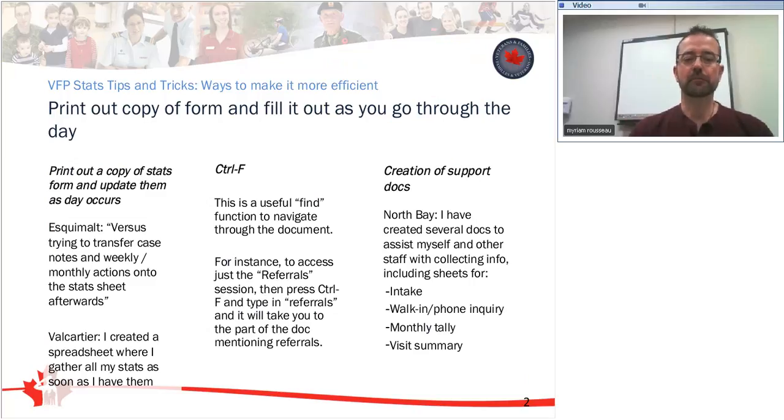One of the key items that came up from a number of you, the Veteran Family Coordinators, was that printing out a copy of the form or having your own type of form and filling it out as you go through the day is a lot more effective than waiting until the end of the month. Below that I've got an explanation of some of the key tips that came from you. The first one is just print out a copy of the stats form and update it as the day occurs. Esquimalt mentioned that this is way more effective versus trying to transfer case notes and weekly, monthly actions onto the stat sheet afterwards. And Valcartier also mentioned, I created a spreadsheet where I gather all my stats as soon as I have them. So this seems to be a common way to make it a little bit more efficient.